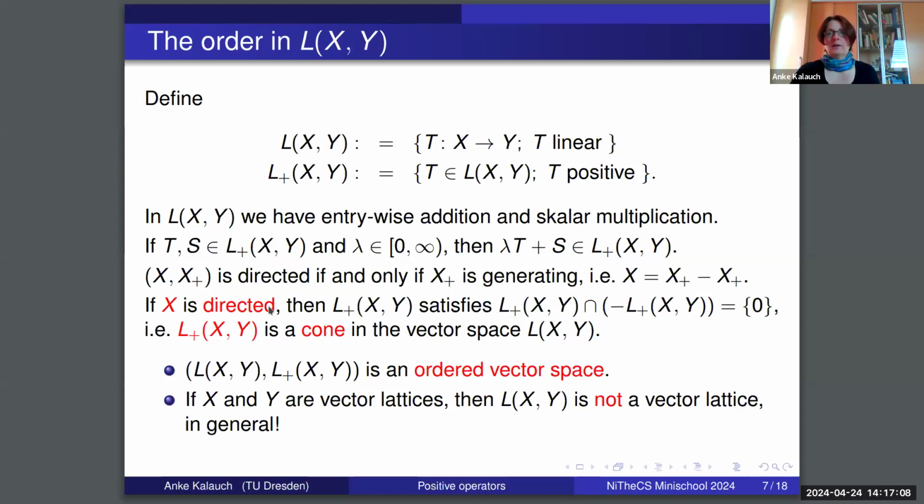And if X is directed, then we obtain all properties of a cone. So the set of all positive operators is indeed a cone in the vector space L(X,Y). So if you look at all operators here, we have again an ordered vector space. But even if you start with lattices X and Y, this ordered vector space is not a lattice in general. Only in very specific cases, and if you have time, we can discuss this later. In general, it's only an ordered vector space. So even if you start with the theory of lattices and look at operators from lattices to lattices, you end up in the setting of ordered vector spaces, and you are out of the setting of lattices.